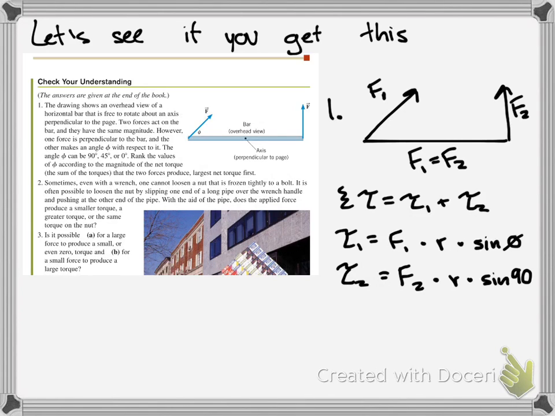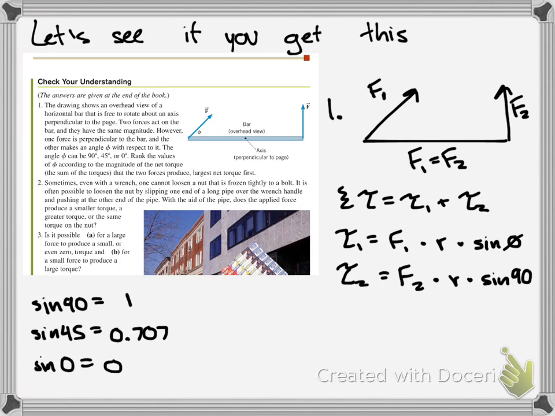So let's write down the three possible degrees they gave us. They gave us sine 90, sine 45, and sine 0. First thing you want to do is plug these into your calculator when it is in degree mode and see what values it gives you. Once you do that, you get that sine 90 is 1, sine 45 is 0.707, and that sine 0 is 0.